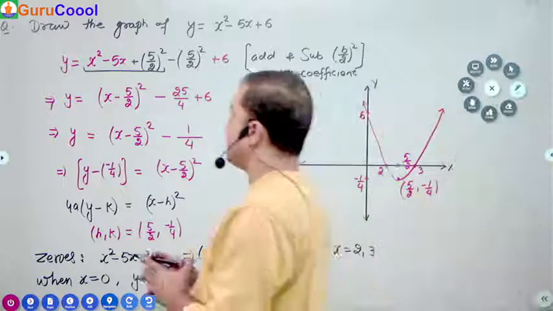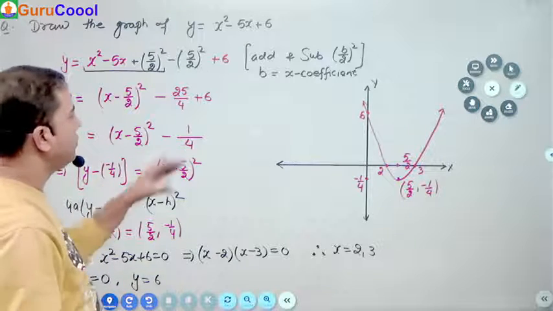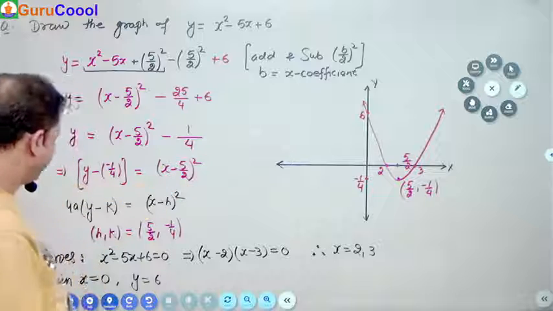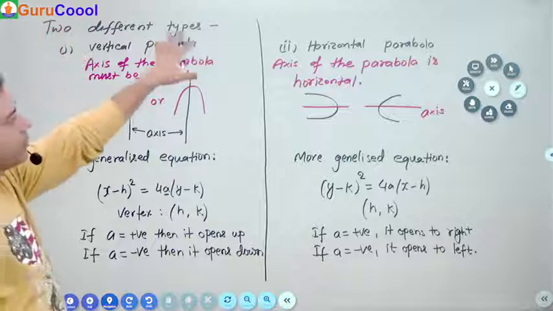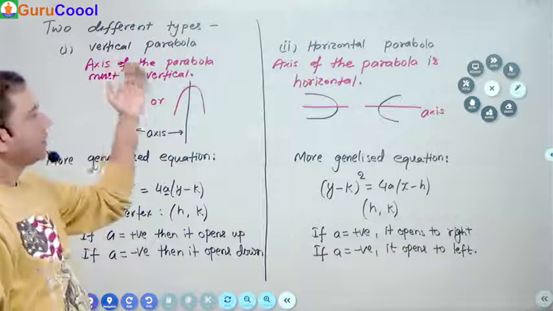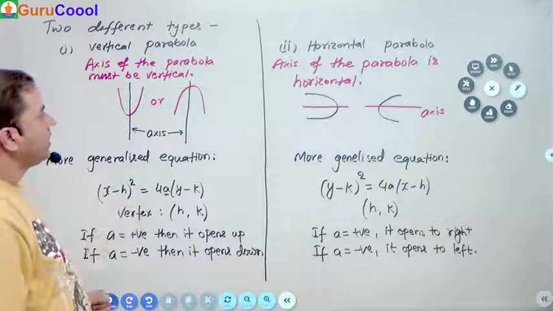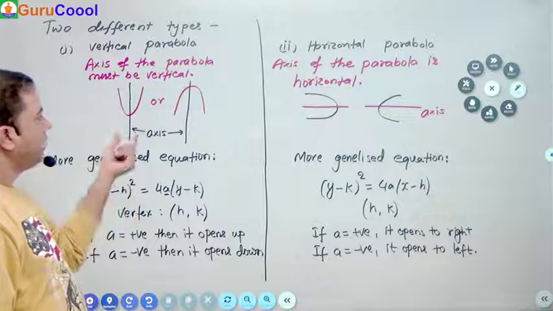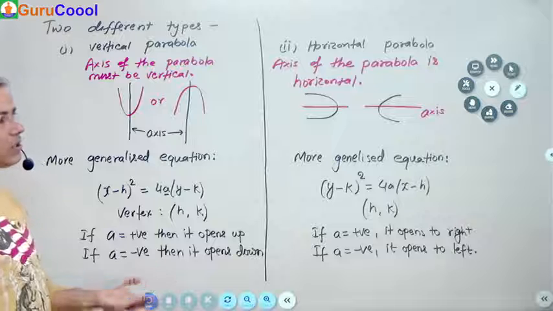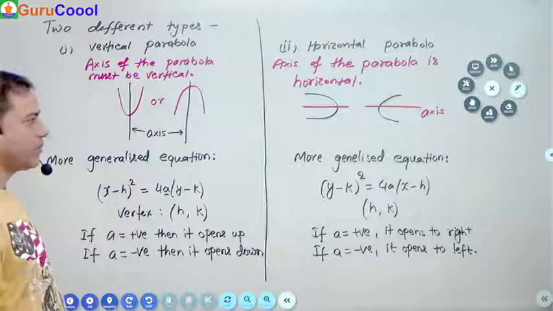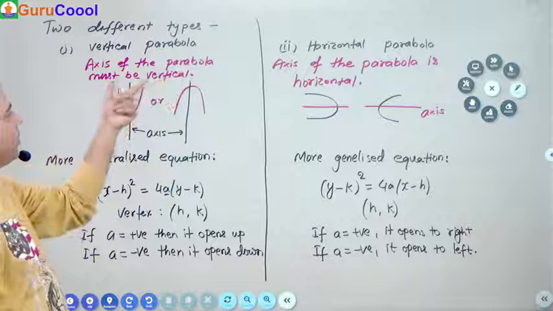So what you need to do is, let's have a fresh idea. Let's have a recap of what we did here. There are two types of parabola possible. First, vertical parabola. Second, horizontal parabola. Vertical means axis of the parabola is vertical. In this video, I have not talked about the axis. We have not talked about the other aspects like focus, latus rectum, etc. Vertical parabola means axis of the parabola is vertical.